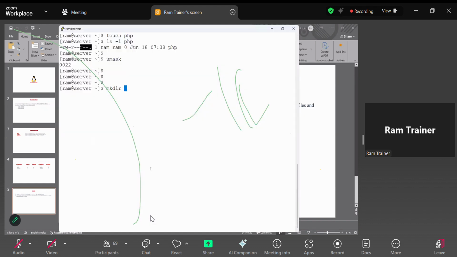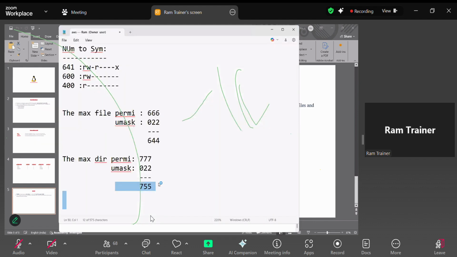So here, let me create one new directory with mkdir. My directory name is SAP. If I run ls -ld, we see the SAP directory permissions. The owner permissions, the first three, are read, write, execute, which is 7. Group permissions are read and execute, and others' permissions are also read and execute. 7, 5, 5 only. That's why every directory has default permissions of 755 and every file has default permissions of 644.